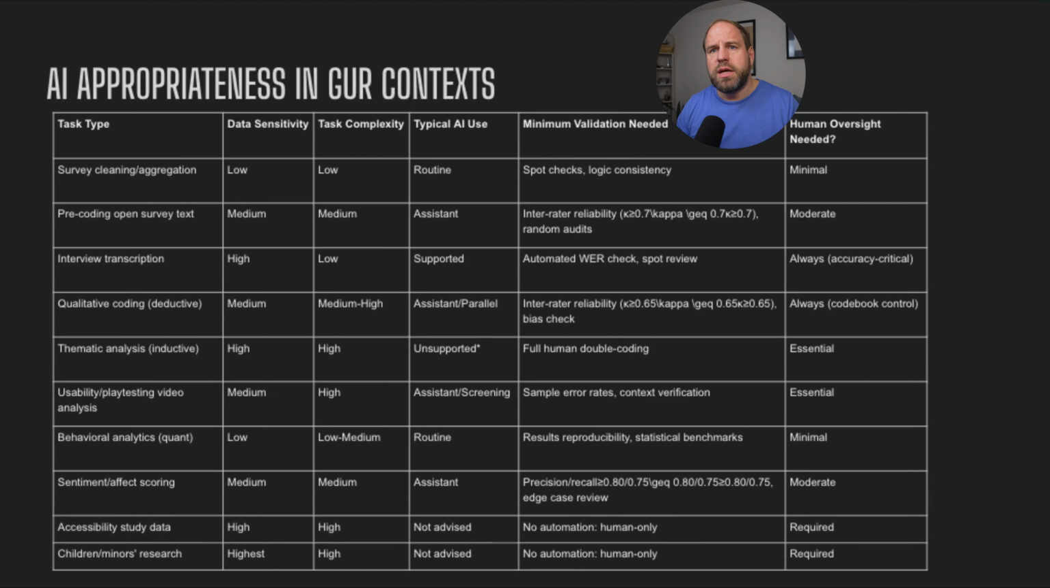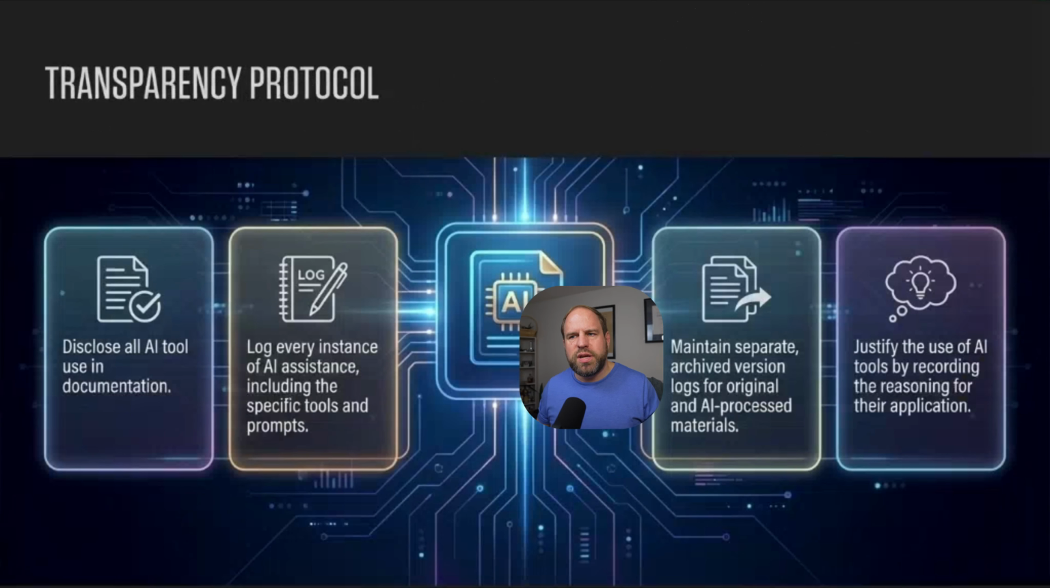The main idea behind this table is essentially that as the research tasks deal with more sensitive data or more complex data, you should either use the AI less or have a human check all of the work so that you make sure the research quality is high. This is the way that we're going to have to approach this. This is the way that we should be approaching AI-augmented work as games user researchers. And this is just a nice way of putting it all together.